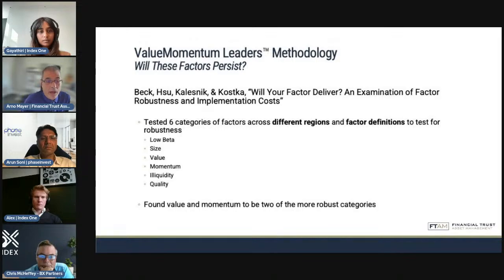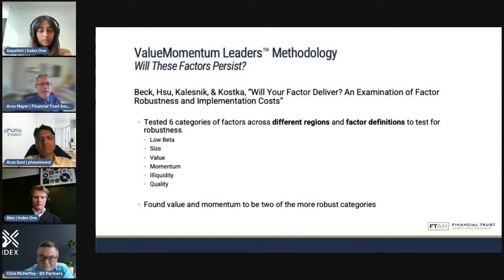So this slide really talks about, will these factors persist? And what I'm talking about specifically is value and growth. This is an article from Beck and Hughes: Will your factor deliver? An examination of factor robustness and implementation costs. They tested six different factors across different regions and different factor definitions to test for robustness. They tested low beta, size, value, momentum, illiquidity, and quality. And they found that value and momentum tended to be two of the more robust strategies over time.